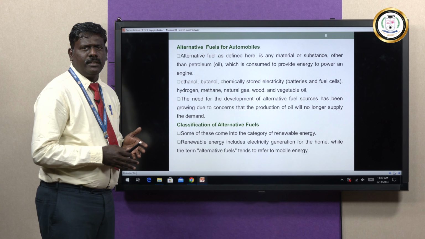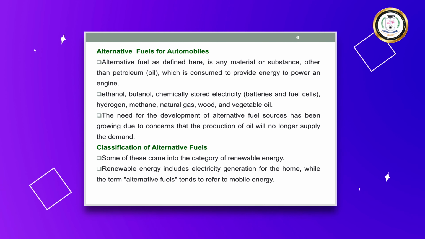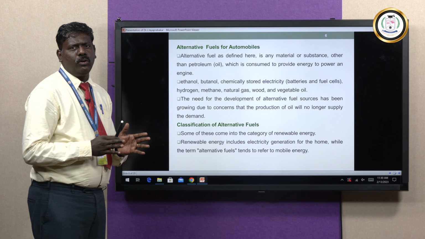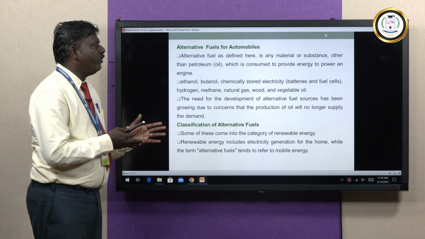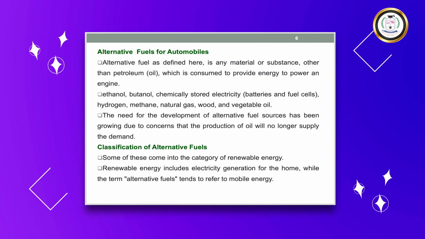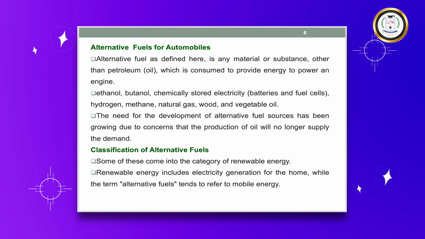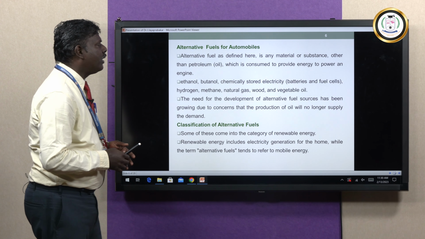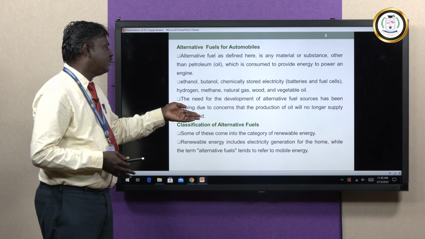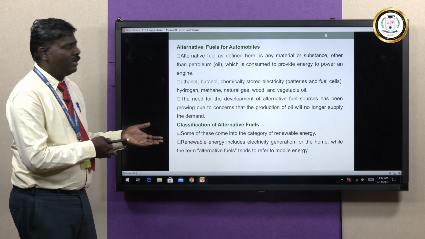Alternate fuels come under the biofuels, which come under the biomass conversion. An alternate fuel is defined here as any material or substance other than the petroleum oil we normally use. Ethanol, butanol, chemically stored electricity, hydrogen powered, methane, natural gas, wood, and vegetable oils are all alternate fuel categories. The need for the development of alternate fuel sources has been growing on a daily basis, as the production of oil will no longer supply the demand, as we discussed already.